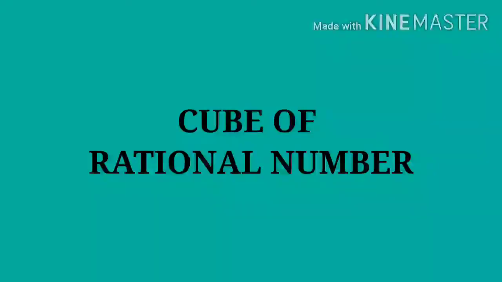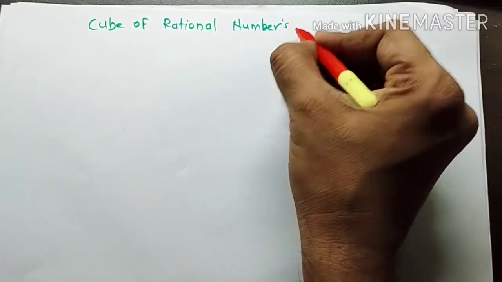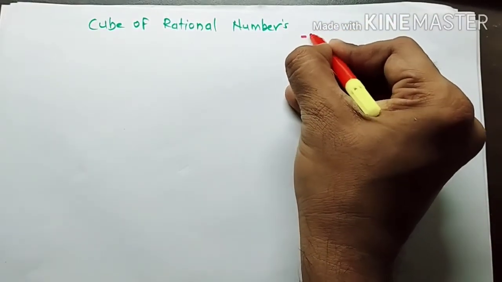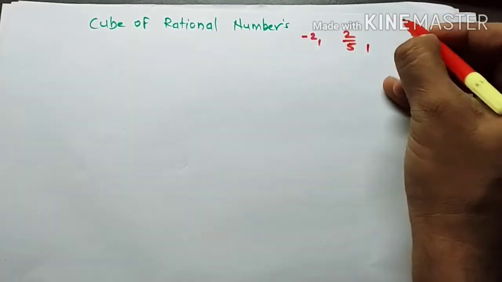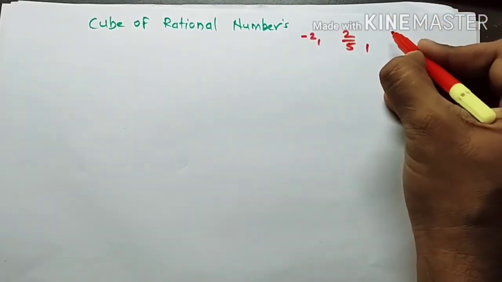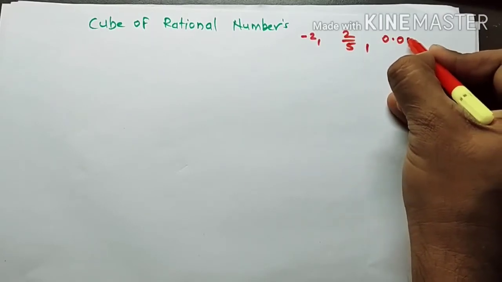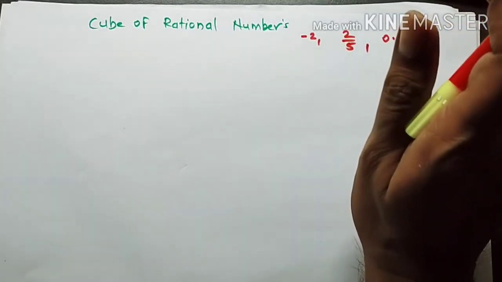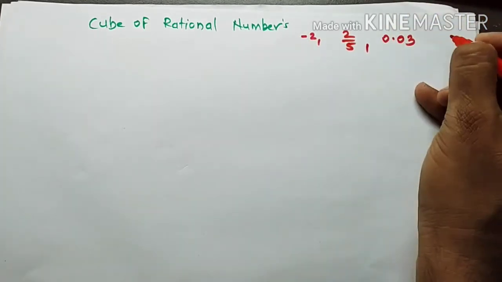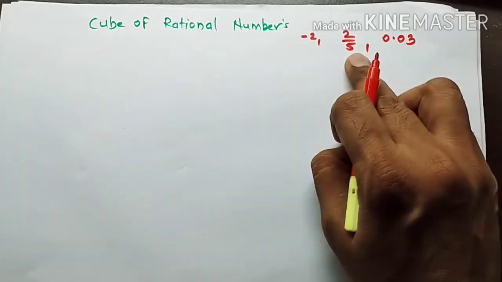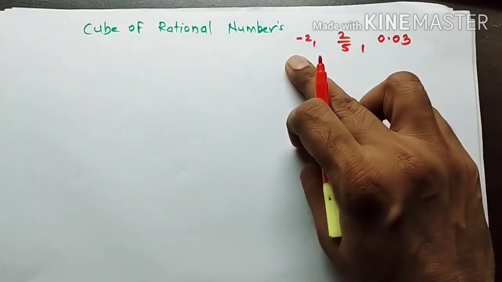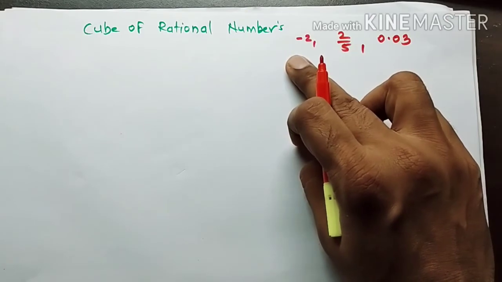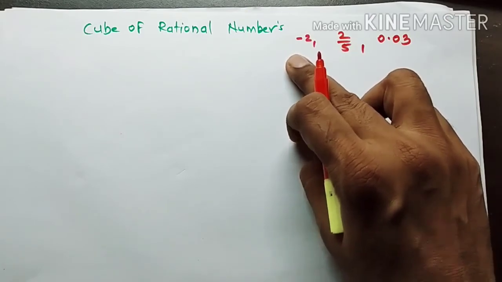Now, cube of a rational number. Which are the rational numbers? Means minus 2, 2 upon 5, or 0.03, etc. Means also negative numbers. Like these numbers we use for finding the cube.